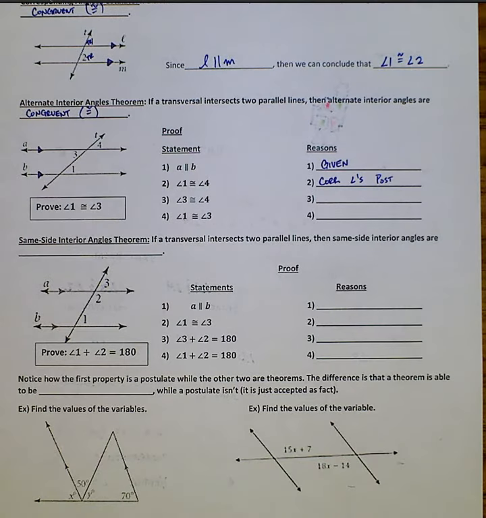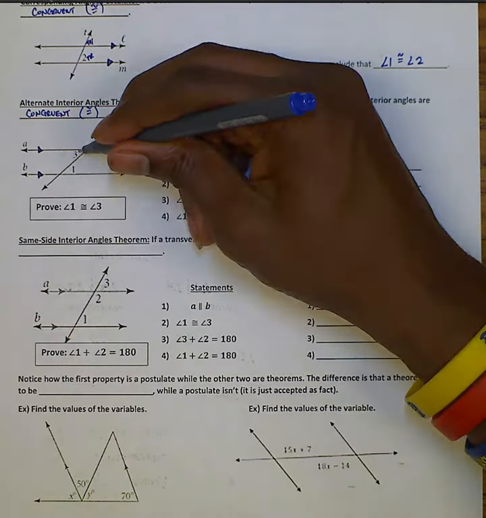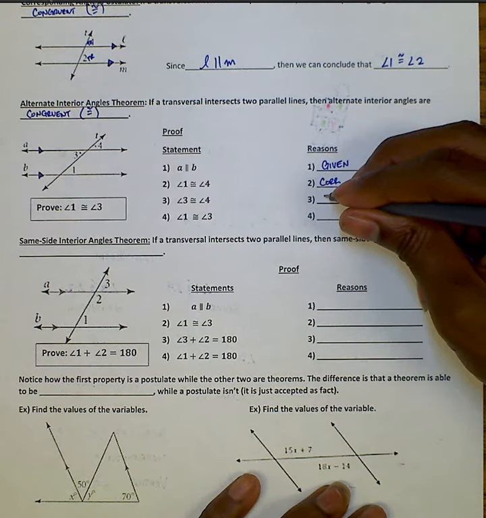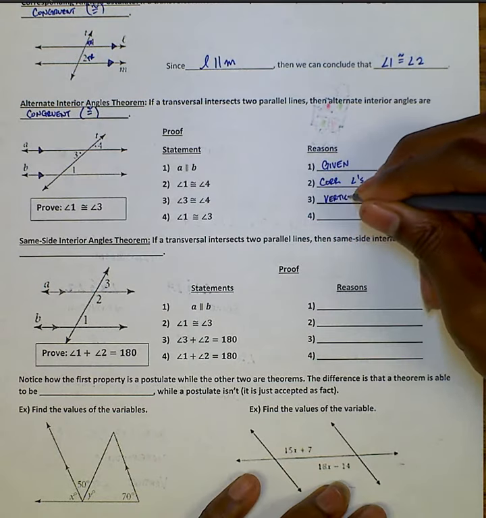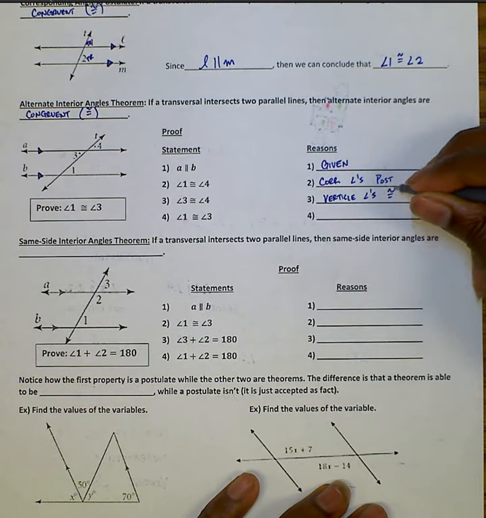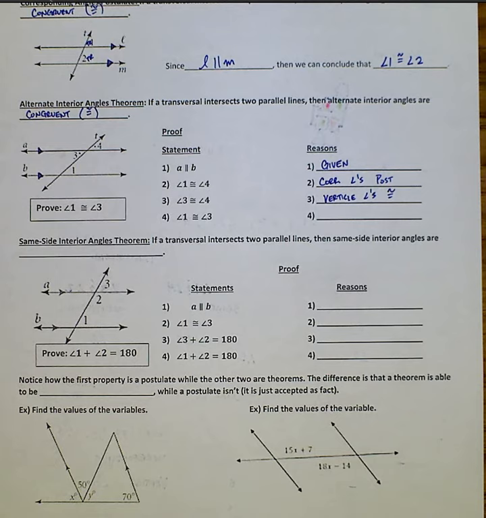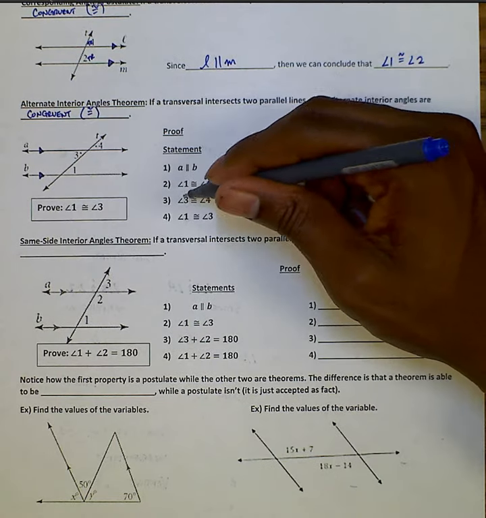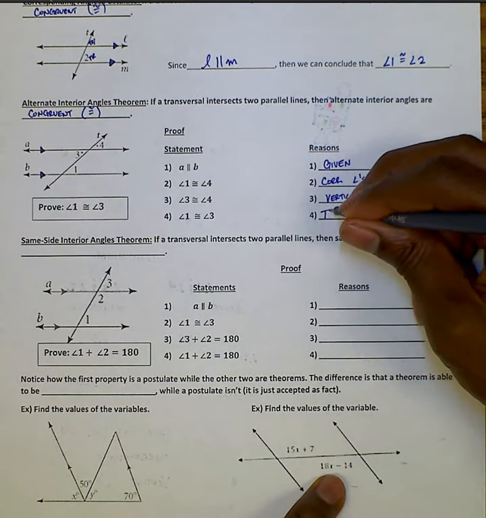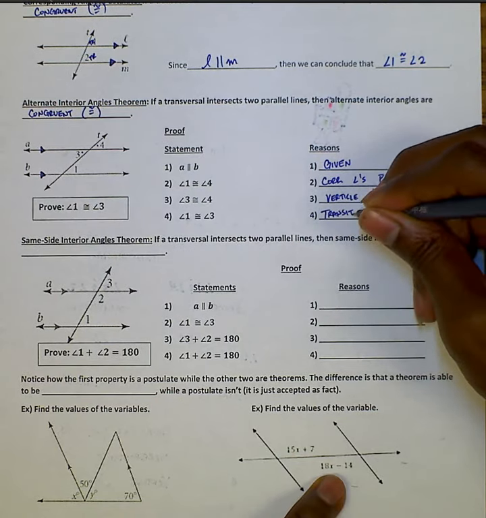Okay, now we have that angle 3 is congruent to angle 4. You'll notice 3 and 4 right here. These are vertical angles, so we can say that they're vertical angles, just like that. Vertical angles are congruent. Okay, we know vertical angles are congruent. And then it says that angle 1 is congruent to angle 3. If you notice the line of reasoning, 1 is congruent to 4, 3 is congruent to 4, so 1 is congruent to 3. That is our transitive property. Transitive property.